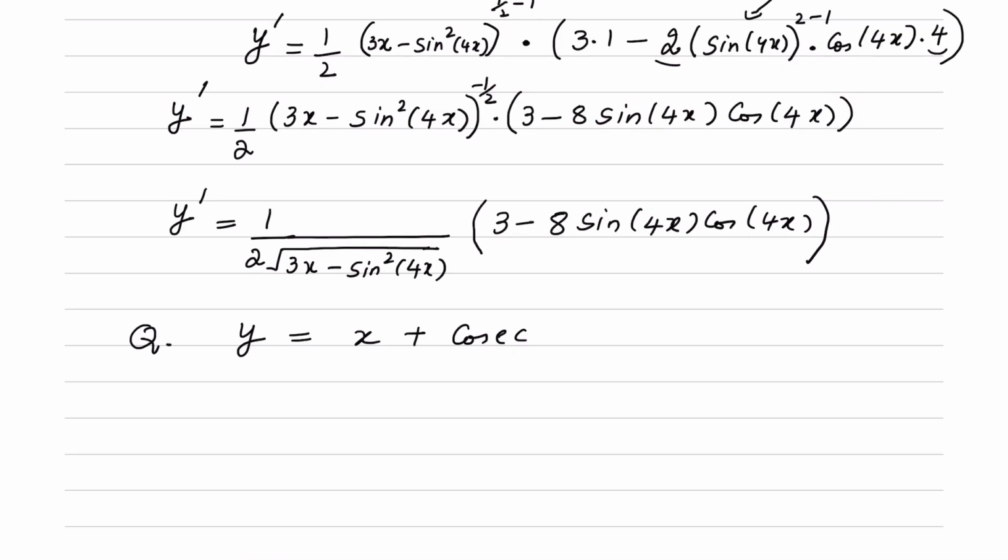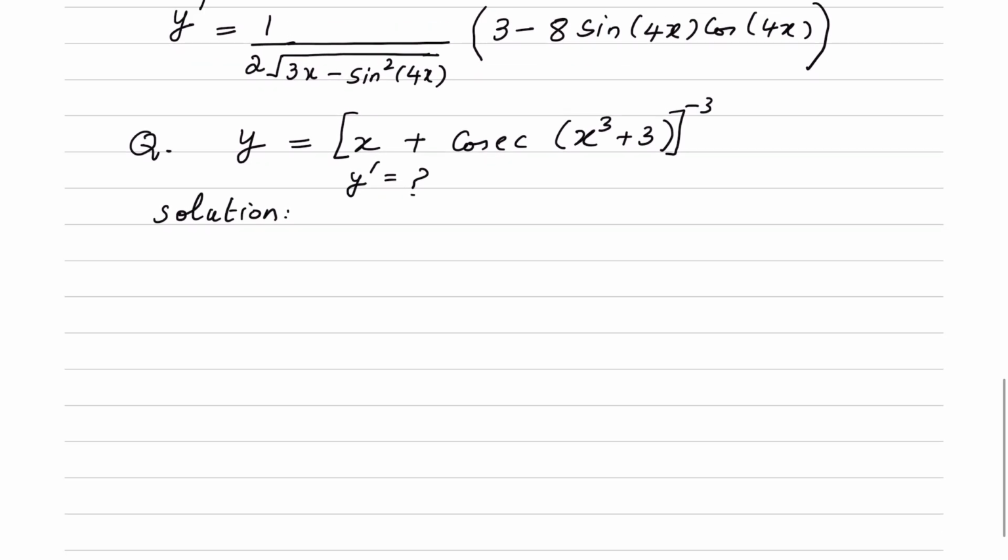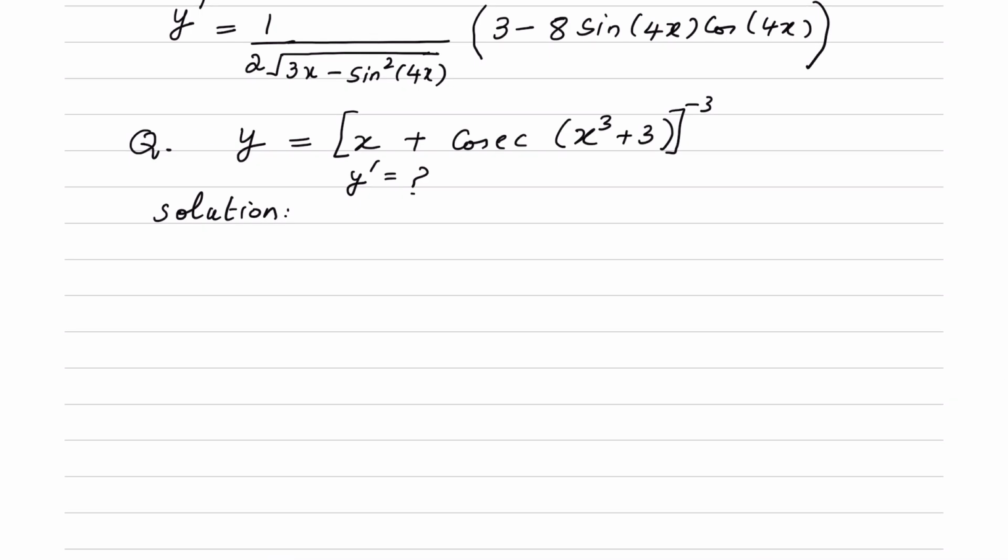Let's find the derivative of another expression. Here the question is y equal to x plus cosecant, the angle is x cube plus 3, and the whole power is minus 3. We have to find y dash. To find the derivative here, we can see that the y expression has the whole power, which is minus 3.